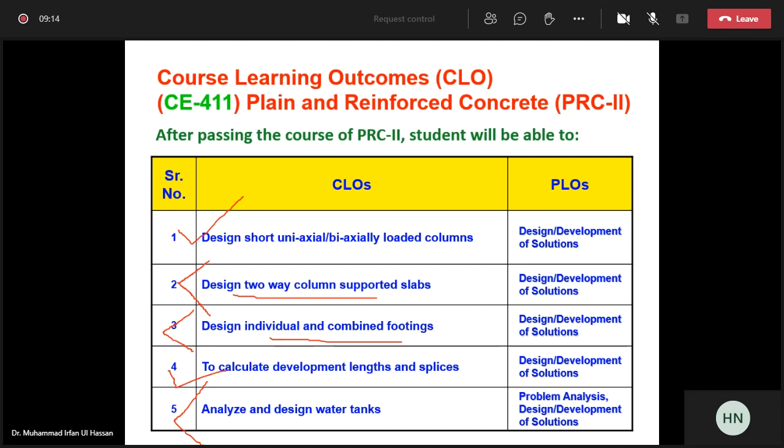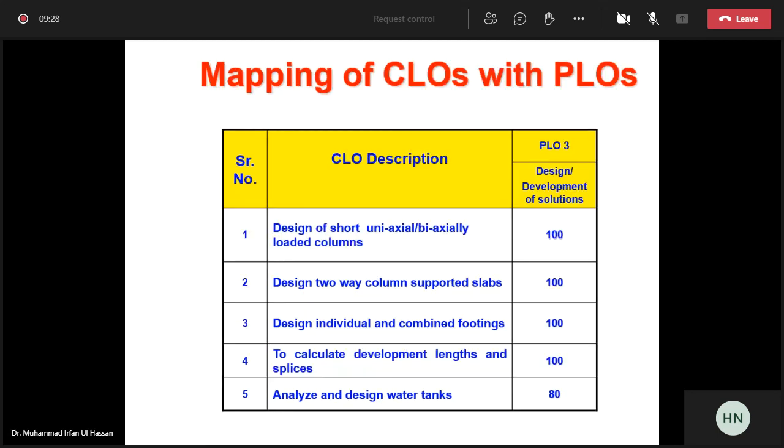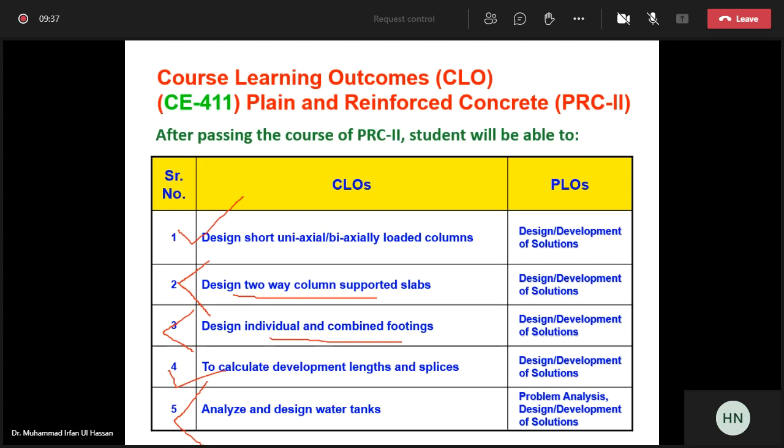Where the detailing of the reinforcement will be explained, and in the water tank design, we will design a circular tank in ground and on ground circular tank. These all PLOs topics and CLOs are linked with the PLO3. Mostly it is linked with the PLO3, design and development of solution.